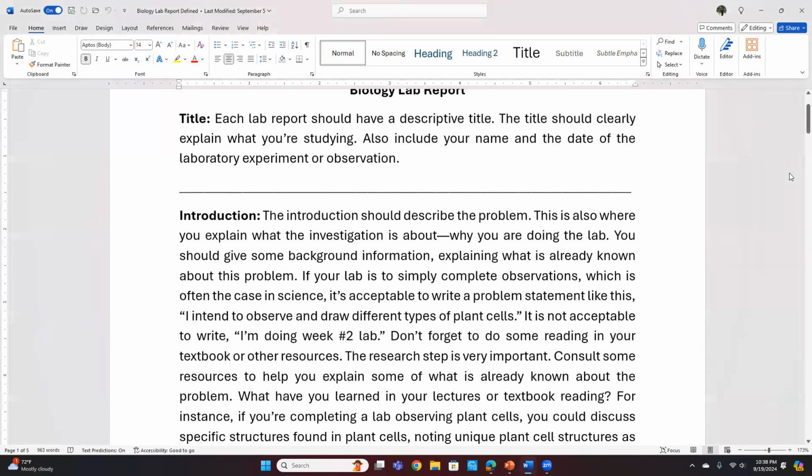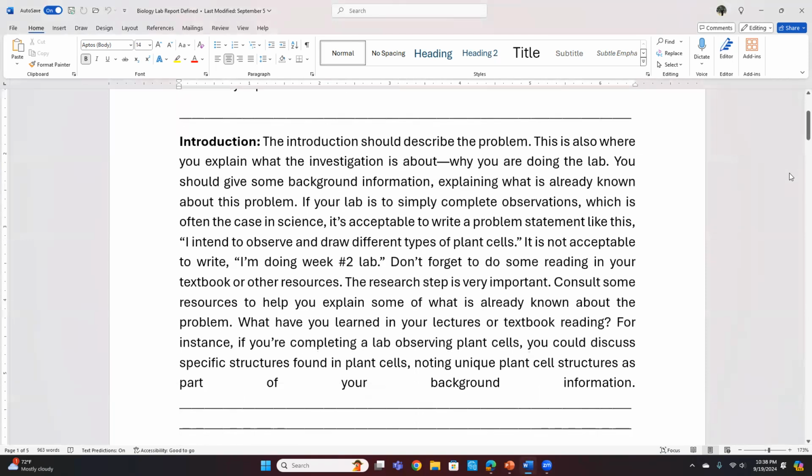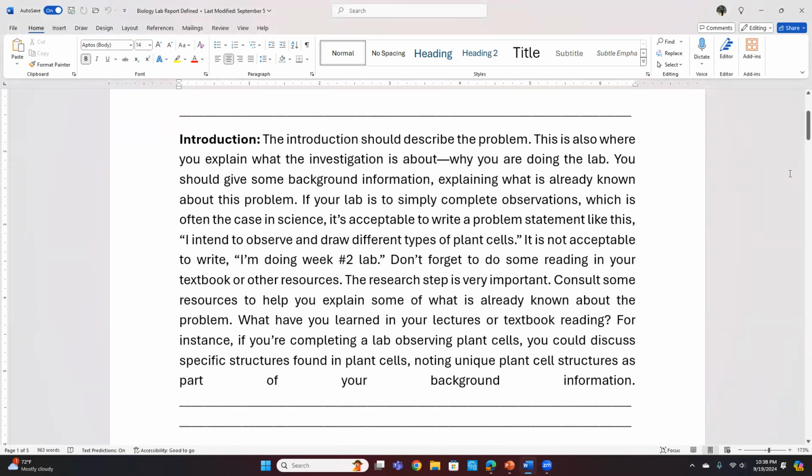Okay, let's go to the next section of your lab report. The introduction. The laboratory that we performed today was mainly an observation lab, so we don't necessarily have a problem that we're trying to solve. But what you should state is that we studied plant cells, and that the components of plant cells can include a cell wall, chloroplast, mitochondria, nucleus, and so on.